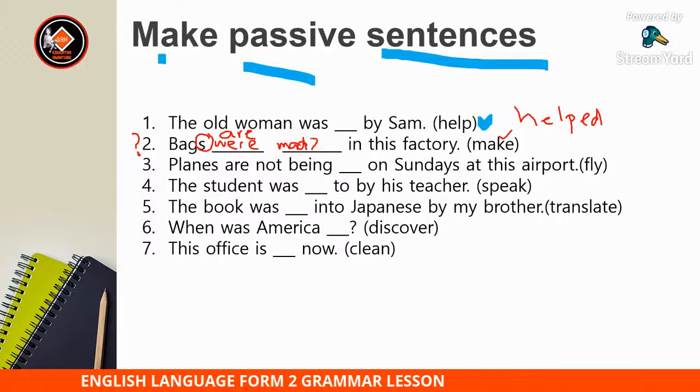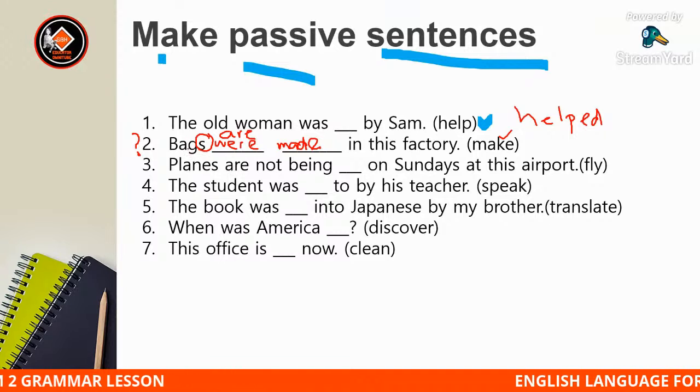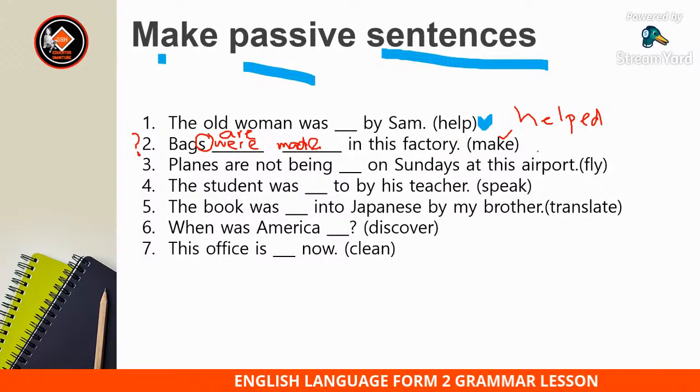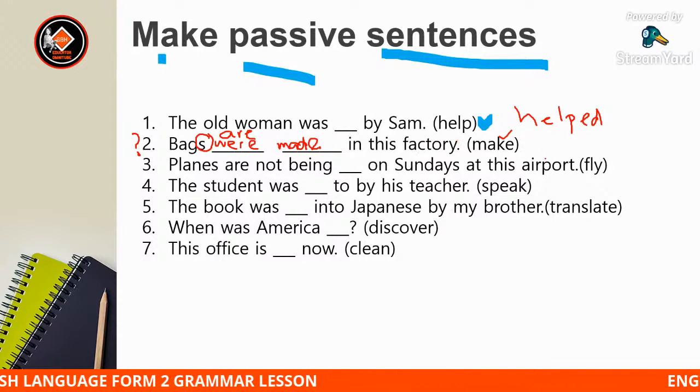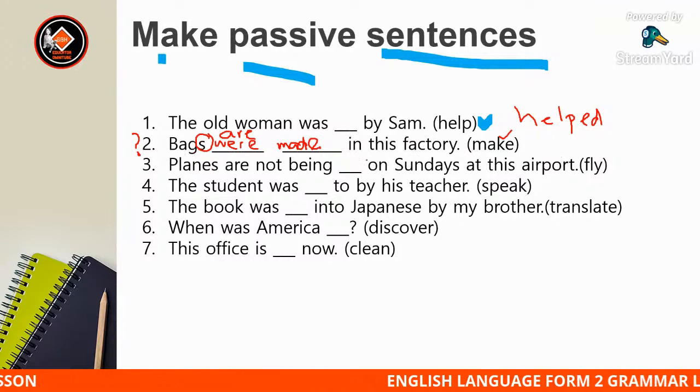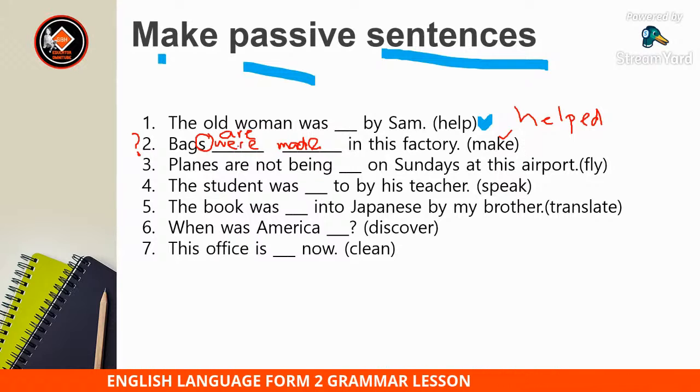Okay. So it can be both. You see here? You do not know. Bags are made in this factory. Okay, sedang pada masa sekarang, bag masih dibuat. But if you say bags were made in this factory, maybe now bag itu sudah tak dibuat. So there are two answers. You can write are, you can write were.